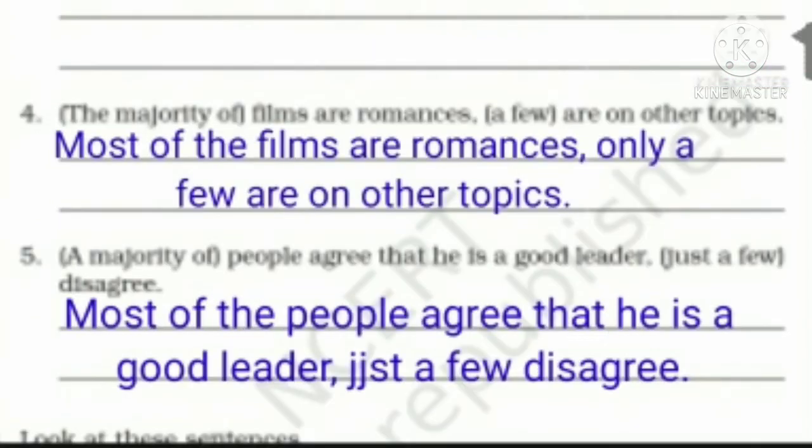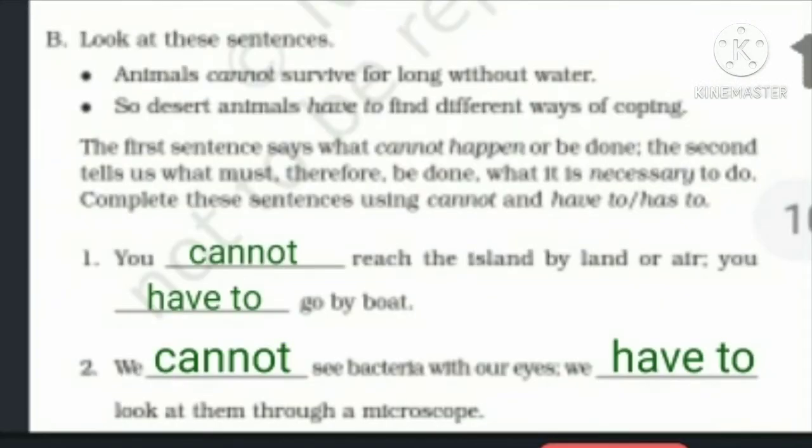The fourth one, the majority of films are romances. A few are on other topics. So your answer will be most of the films are romances. Only a few are on other topics. Fifth, a majority of people agree that he is a good leader. Just a few disagree. So your answer will be most of the people agree that he is a good leader. Just a few disagree.